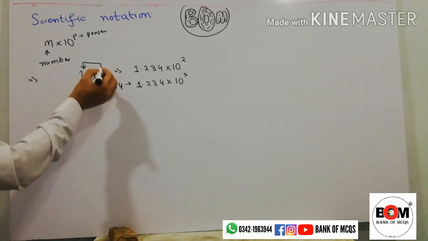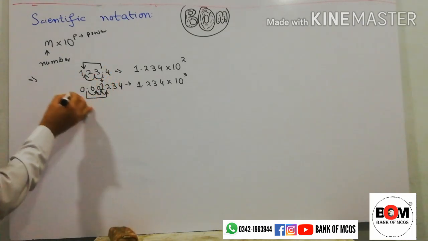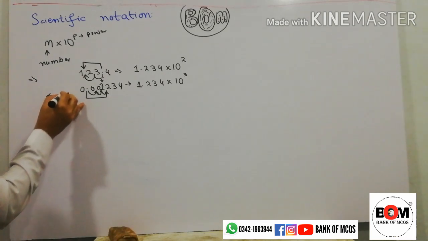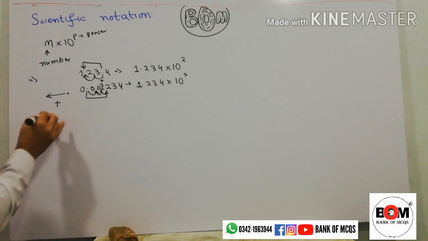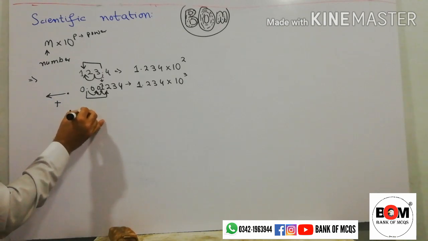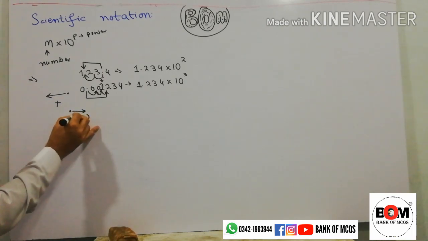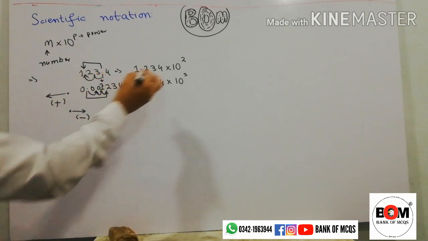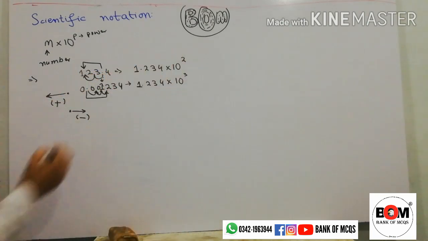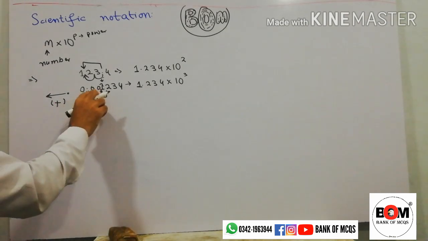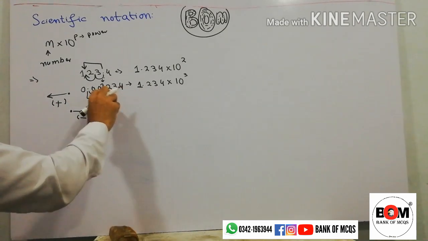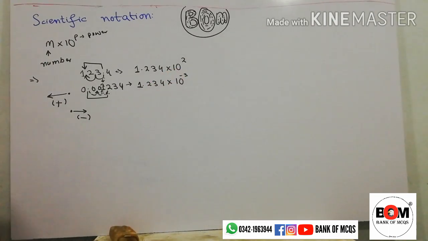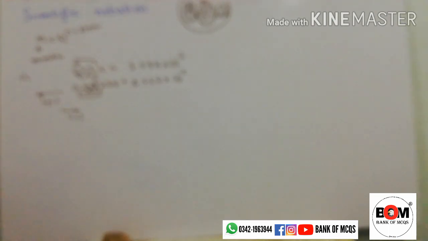Now when the decimal moves towards the left side, the power will be positive. If the decimal moves towards the right side, then the power will be negative. So in this case the decimal moves towards the left side, so the power is positive, plus 2 or simply 2. In this case, as the decimal moves toward the right side, it moves 1, 2, 3, so the power is minus 3. So this is the point.